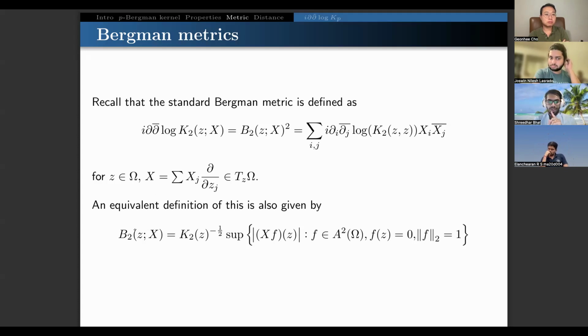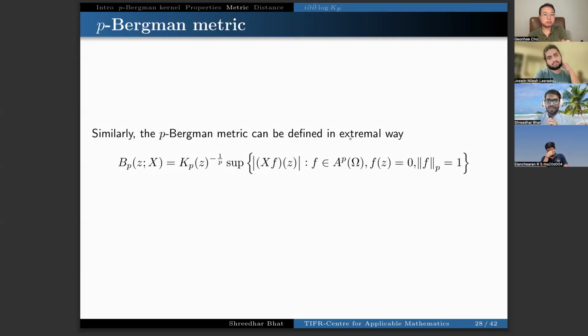So this is what they are using to define a p-Bergman metric. The p-Bergman metric is defined in this extremal fashion. So B_p of Z evaluated along vector X is K_p of Z raised to the power minus 1 over p, and supremum over Xf evaluated at Z for f in this family.